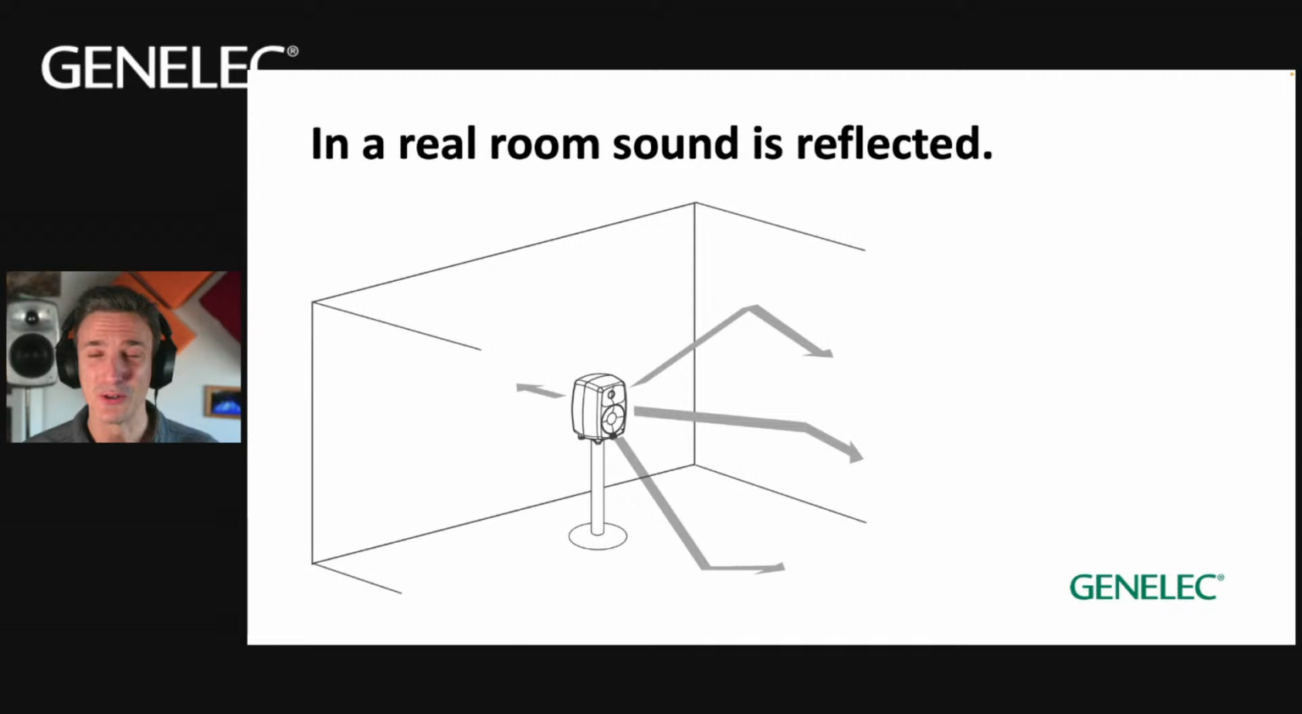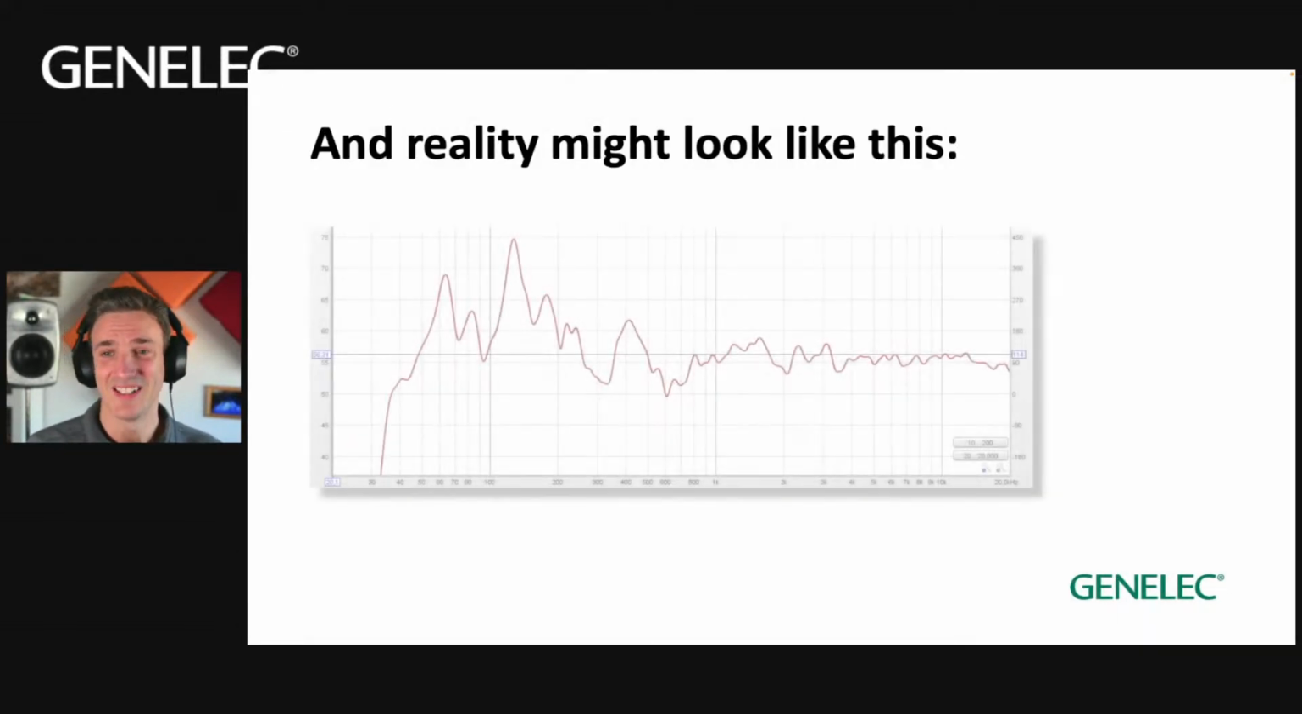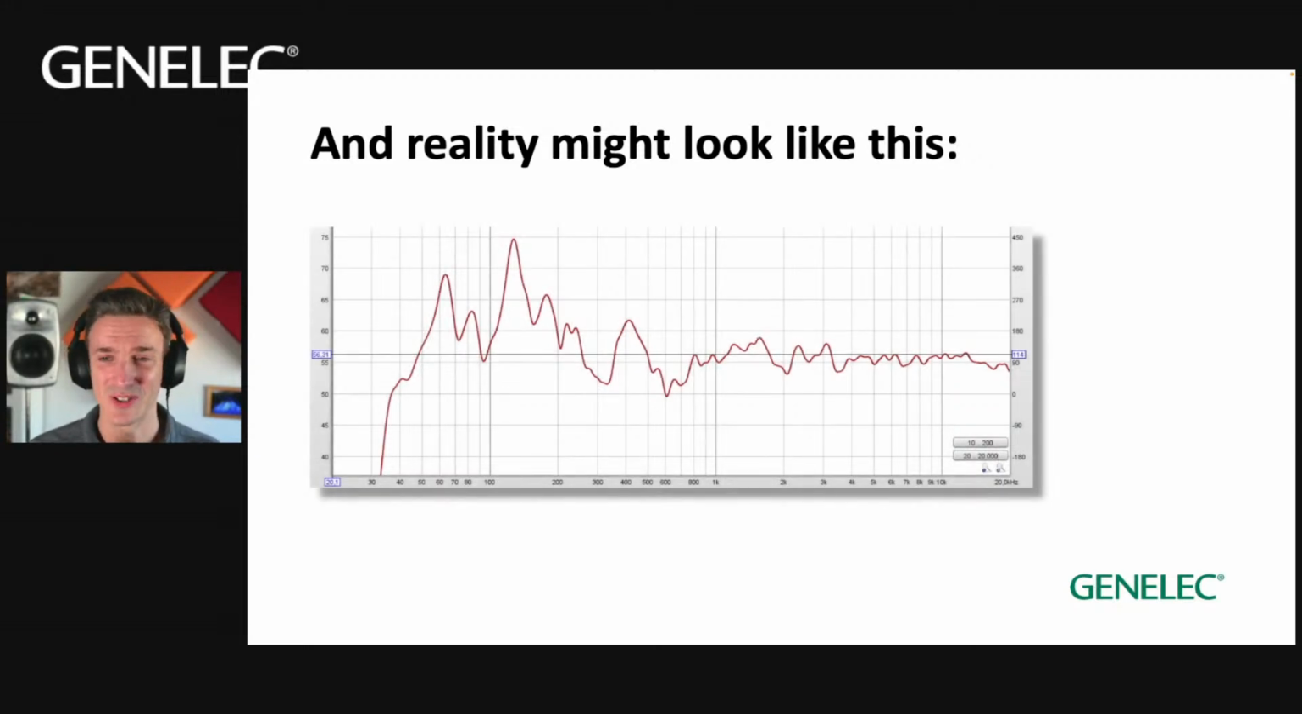But let's face it, you are not working in an anechoic chamber. You are working in a real room. And in a real room, sound gets reflected. That's just a fact. And therefore, unfortunately, this wonderful flat line we saw before will look more like this in a real environment. For example, this is a measurement from my room with my 8341s, which are pretty flat in the anechoic chamber. But if I don't calibrate them and if I don't do anything, they will look like this.